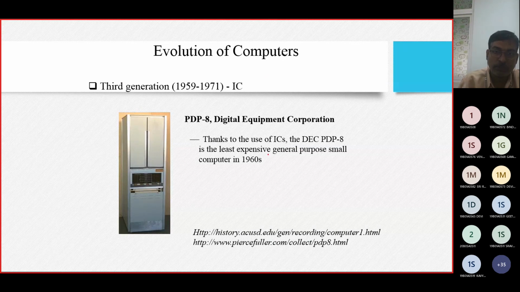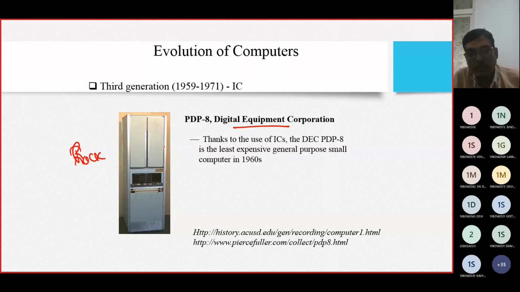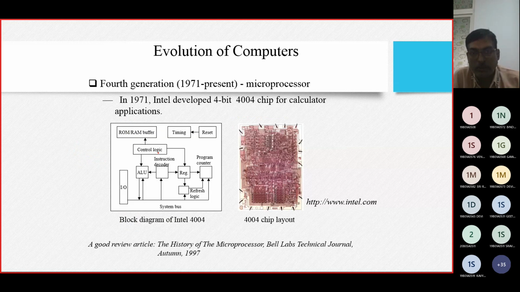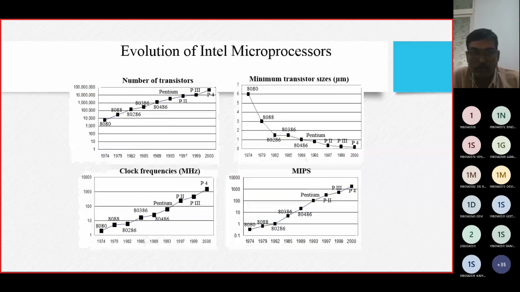Next comes the Digital Equipment Corporation's PDP-8, and at this point of time we have the rack size server setup or rack size computers. Even in the C block you can see the servers in the rack model. And then we are talking about 1971 onwards, the microprocessor evolution right from the 4004. So this is all regarding the different evolutions.